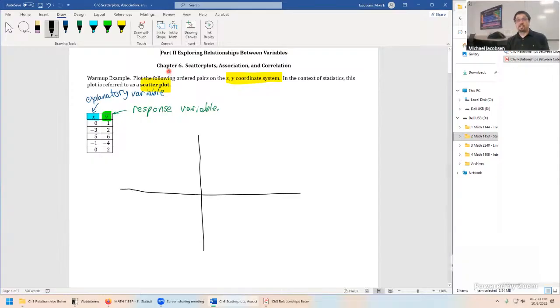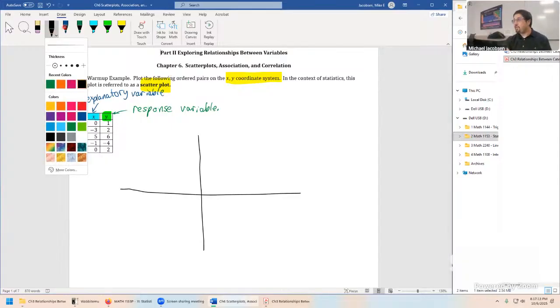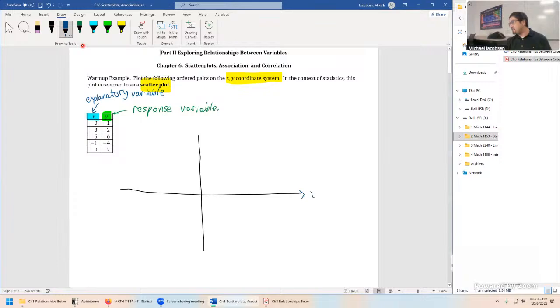But to make all of our graphs make sense, we have to do this kind of exercise at least once. So the explanatory variable we think of as being the x-axis or the horizontal axis. For the response variable, we think of that one as being the y-axis. Or sometimes we'll just call this the vertical axis.